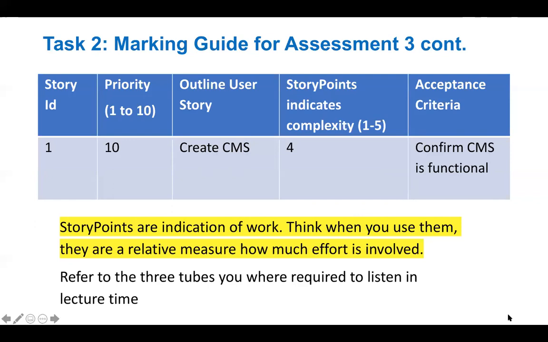Story points are an indication of work. When you use them, they are a relative measure of how much effort is involved at a particular point in time. Some user stories might be very difficult to do, while others might be easier for us to achieve.